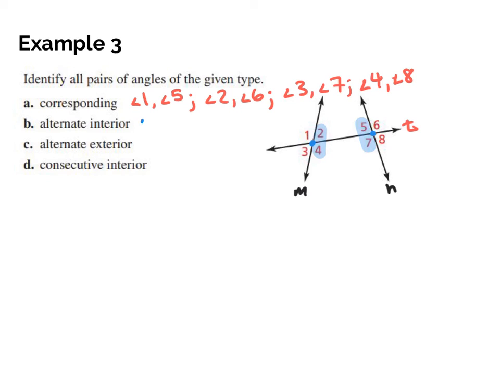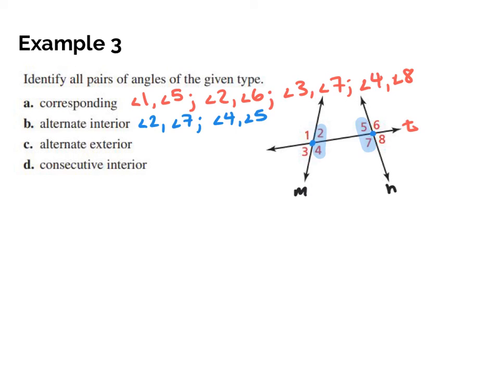So let's say I choose angle 2, which is right here. Alternate means it's going to be on the opposite side, but they cannot be adjacent to each other. So that means angle 2 and angle 7 would be alternate interior angles. That then leaves angle 4 and angle 5 as another pair of alternate interior angles. Again, if I look at the diagram, angle 4 is here. Alternate means opposite side, but it cannot be next to each other, so that leaves angle 5. So those would be alternate interior angles.